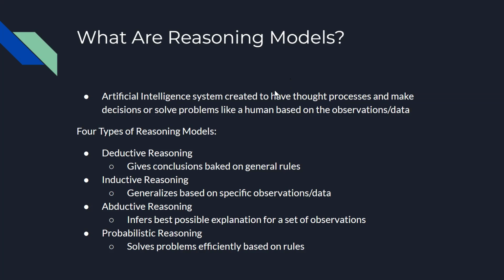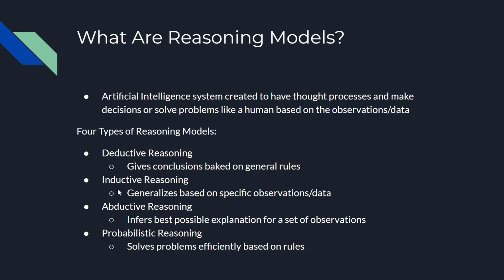But the thing with this is that there are some issues. Even if it's an easy question or some straightforward data, the model might give very complicated outputs, which are not necessary for the simple question being asked. And there are four types of reasoning models. The deductive reasoning model gives conclusions based on general rules. This is a typo, so just ignore that.